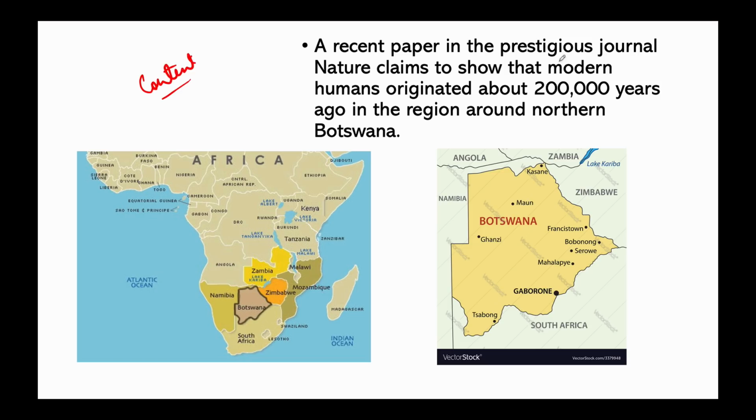The recent paper in the prestigious journal Nature claims to show that modern humans originated about 2 lakh years ago in the region around northern Botswana. Now see, where is Botswana? It is in the Africa continent. So this is a landlocked country. You can see here Botswana is here. So this is the map of Botswana. So here it says northern side of Botswana, so somewhere here.